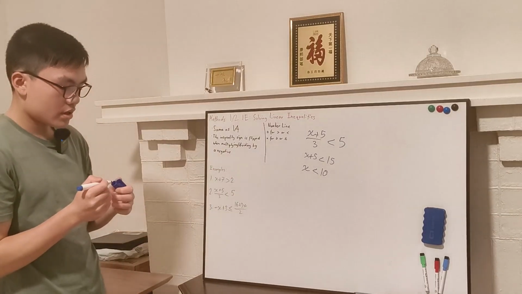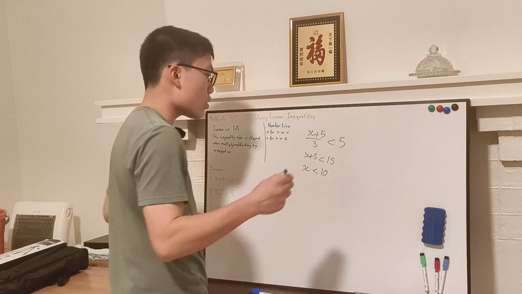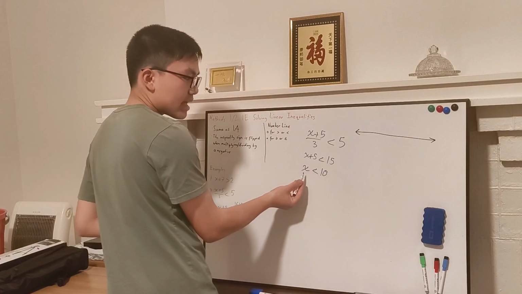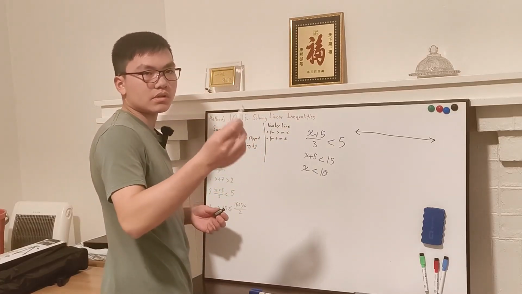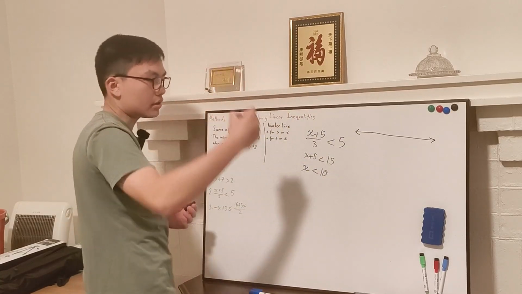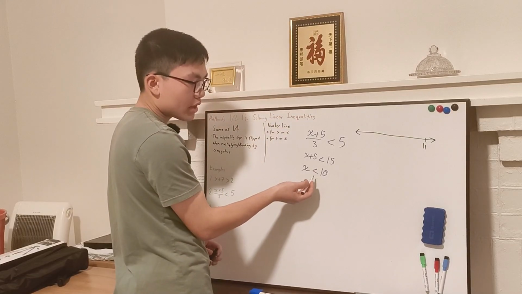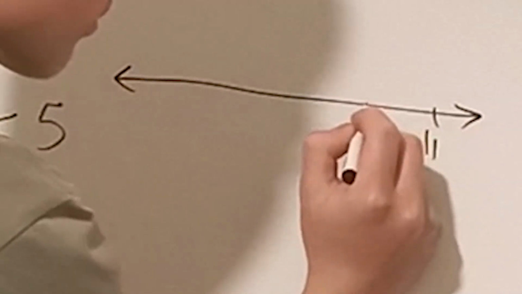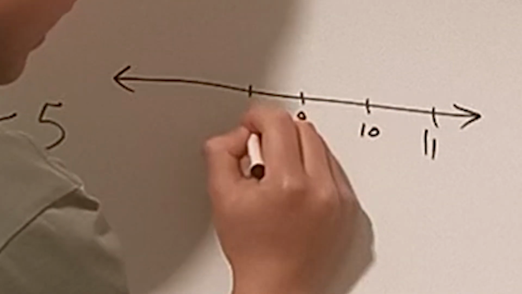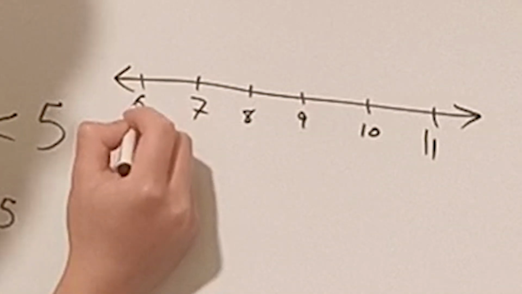And that's our inequality. Now for the number line, again, it's pretty similar to the number line we just drew before. We're going to draw the number line here, like that. Because x is less than 10, it's going to start from 10 and then go in the negative direction this time, so going to the left. We're going to draw 11 up here because that is one number more than 10. And then going down, we're going to write 10, 9, 8, 7, and so on. So we're going to draw 6 here.